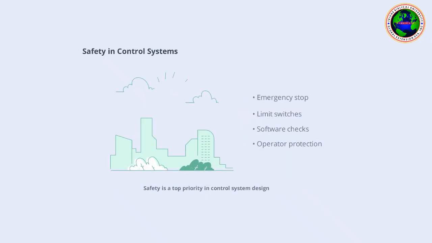Safety is a top priority in control system design. Engineers add safeguards to prevent accidents, such as emergency stop buttons, limit switches, and software checks. These features protect both the system and its operators, especially in high-risk environments like factories or laboratories.